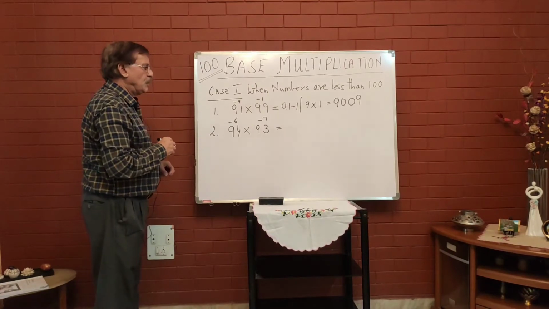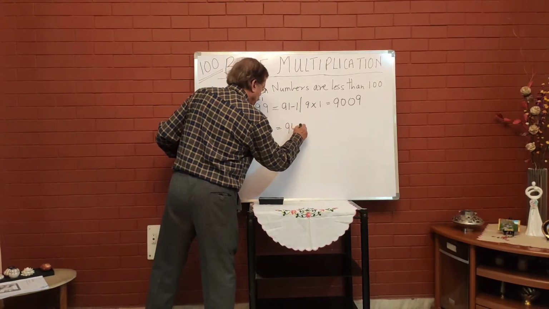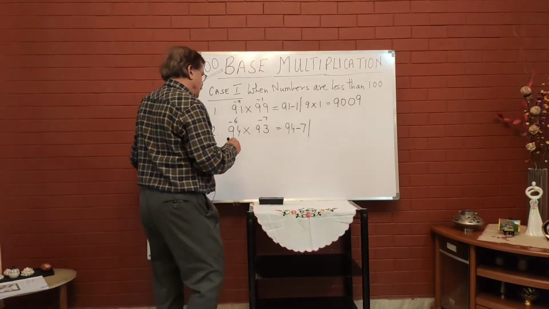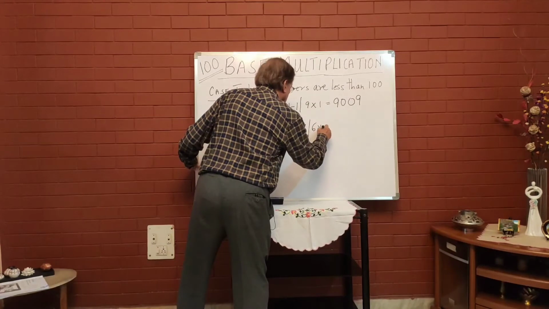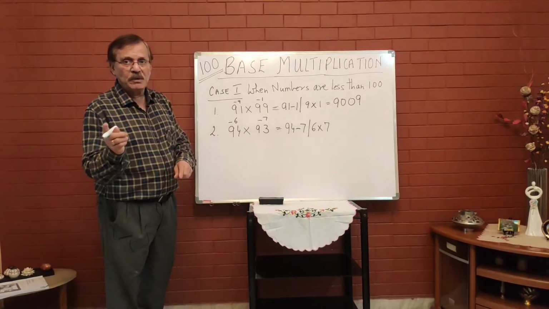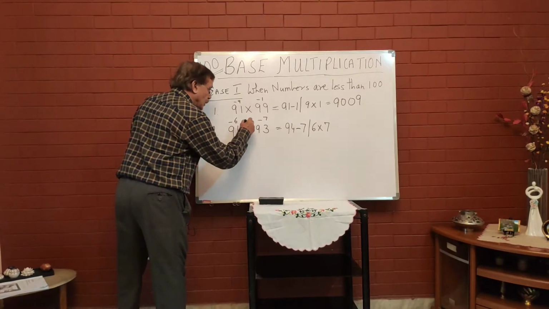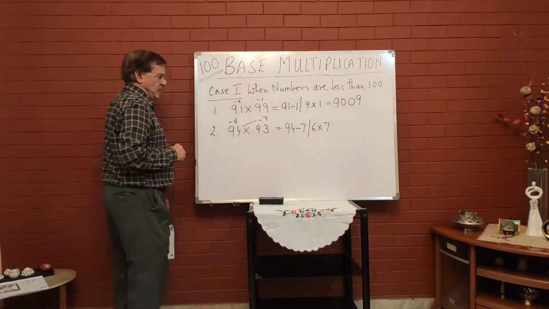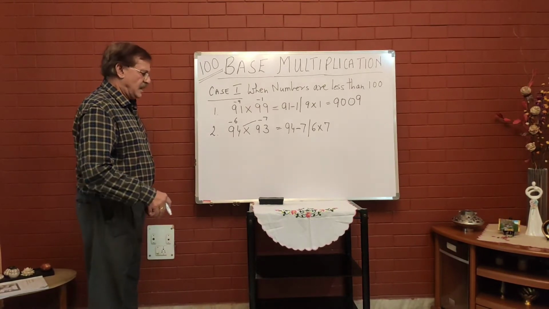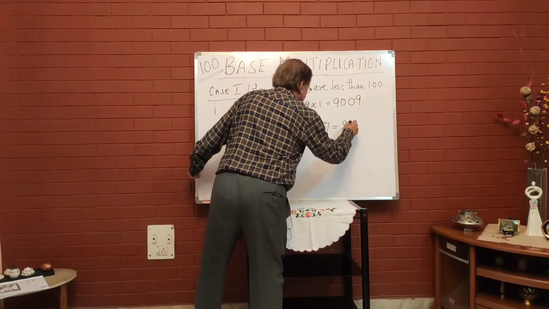Now we will do the first part first. 94 minus 7. This is the first part. And the second part is 6 multiplied by 7. As I told you, you can write minus 6 multiplied by minus 7, which will turn out to be positive, or you can just write positive, the sign over there. As I told you, you can cross subtract 94 minus 7 or 93 minus 6. In either way, you will get 87. This is the first part of the answer.